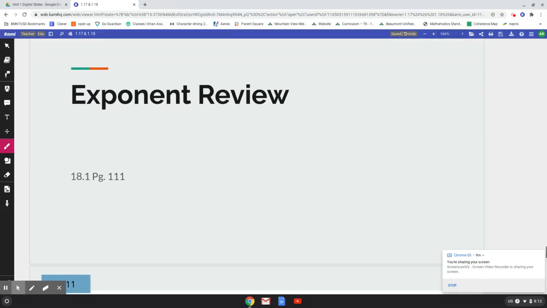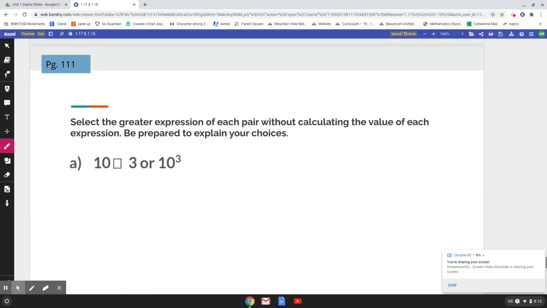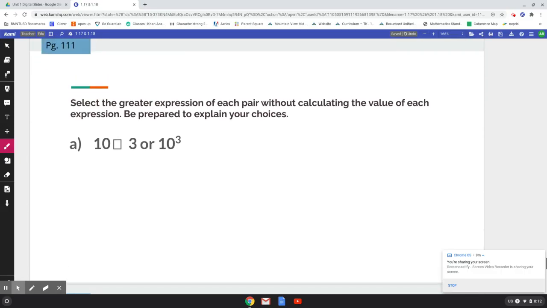All right, so now we're going to do a quick little review on exponents, and this is the last little part. So you're on page 111 in your book. So on page 111, it says, select the greater expression of each pair without calculating the value of each expression. So this should be a times. For whatever reason, the little equation didn't carry over. So the top one, or the left, I should say, on A, is 10 times 3. Well, I know that 10 times 3 is 30. Okay, so that's that one.